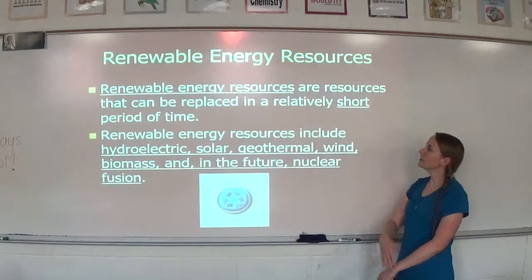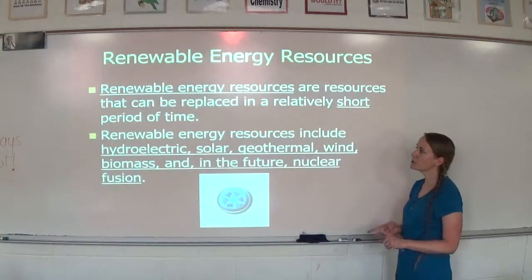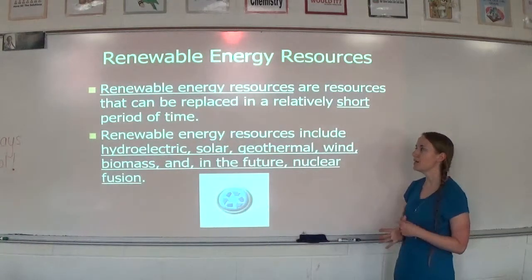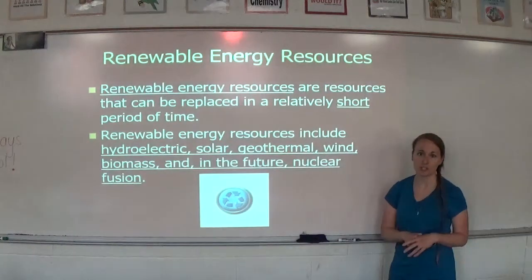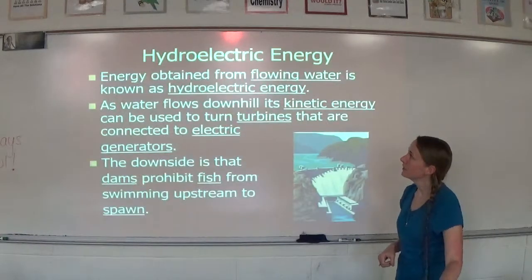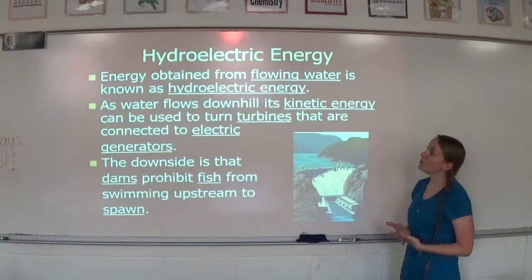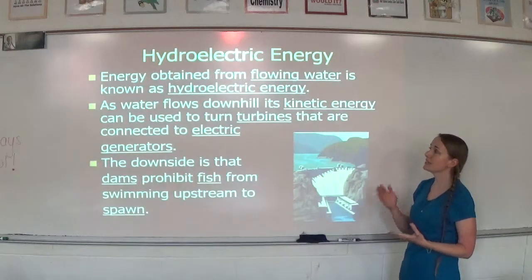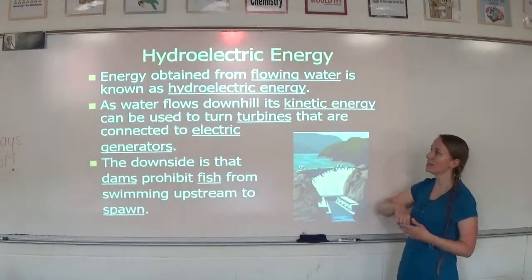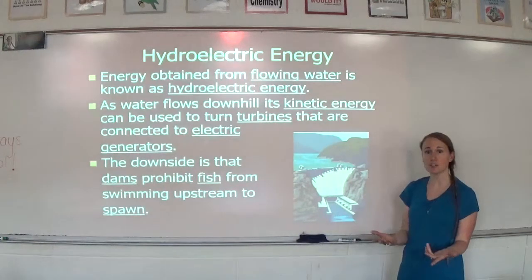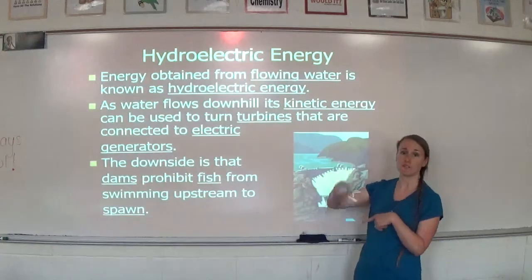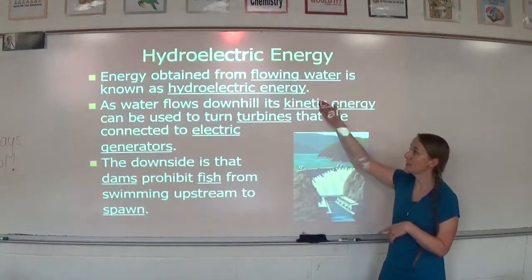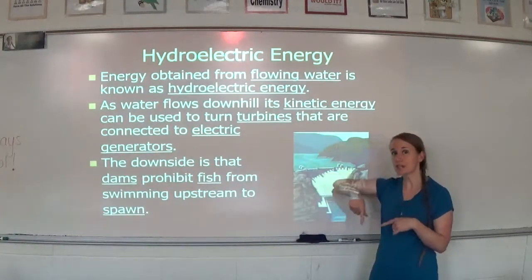Renewable energy resources include hydroelectric, solar, geothermal, wind, biomass, and in the future, nuclear fusion. Energy obtained from flowing water is known as hydroelectric energy. As water flows downhill, its kinetic energy can be used to turn turbines that are connected to electric generators. So there again is an energy conversion. If you watched the previous video, we're taking kinetic energy and turning it into electric energy.